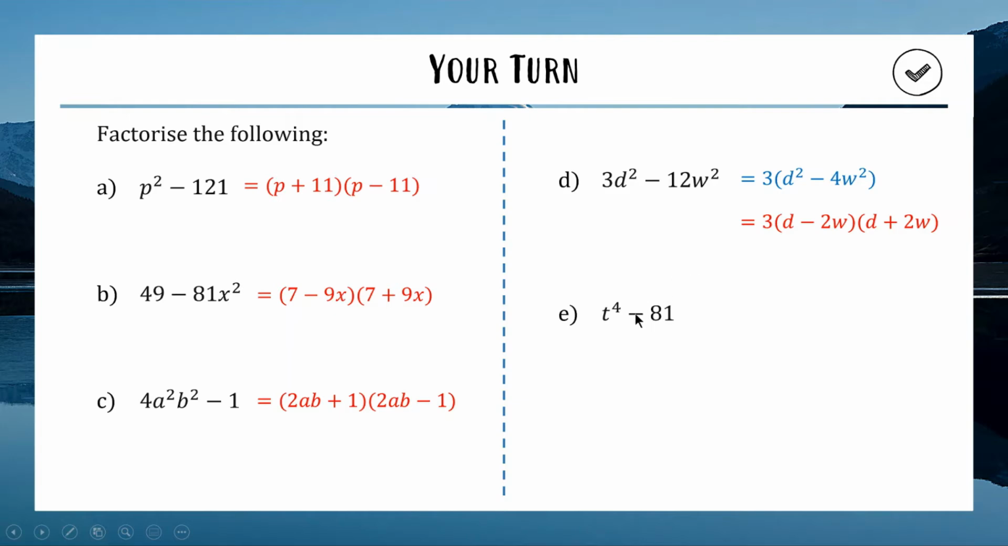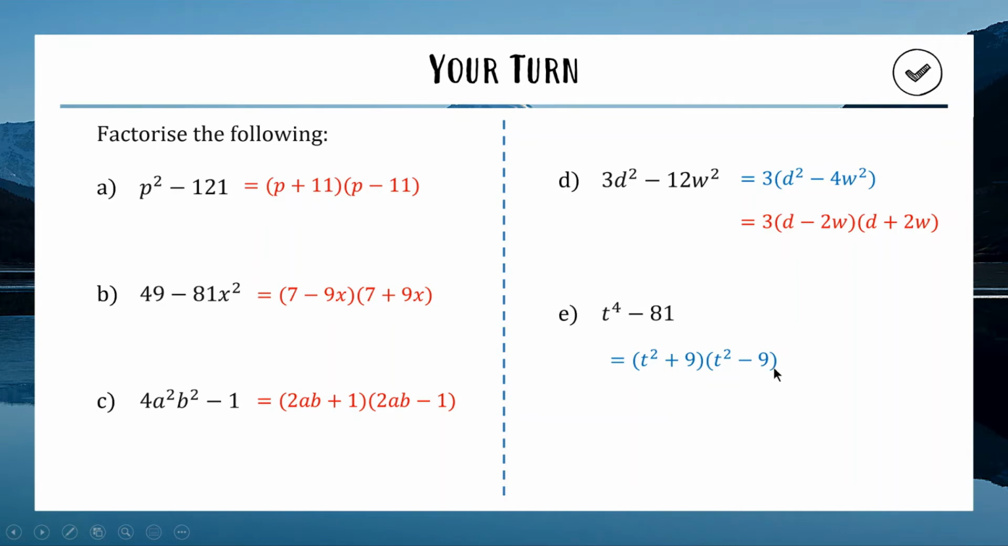Okay, question E, the challenge question. So t to the power of 4, we've got to think of that as t squared squared, and we're thinking of 81 as 9 squared. So we're going to have t squared plus 9 and t squared minus 9. Now that's a pretty good answer.